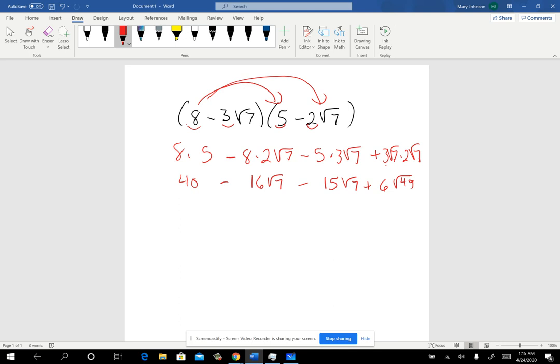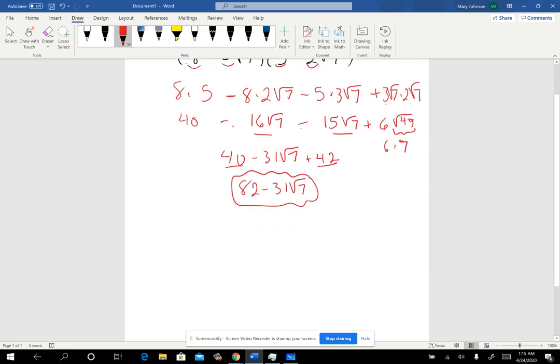Okay. All right, then these two in the middle are like terms. So a negative 16 and negative 15 would be negative 31 square root of 7. Here at the end, the 49 is under the radical. Square root of 49 is 7. So see there, you really have 6 times 7. So that's going to be plus 42. And so these are also like terms. And so you'll have 82 minus 31 square root of 7. Okay, and that would be your final answer on that one.